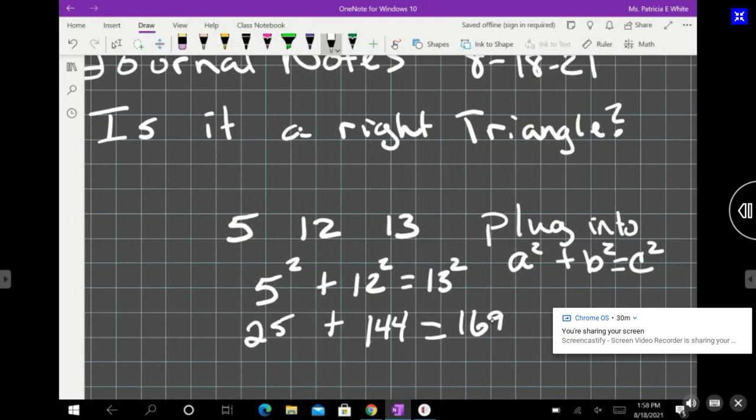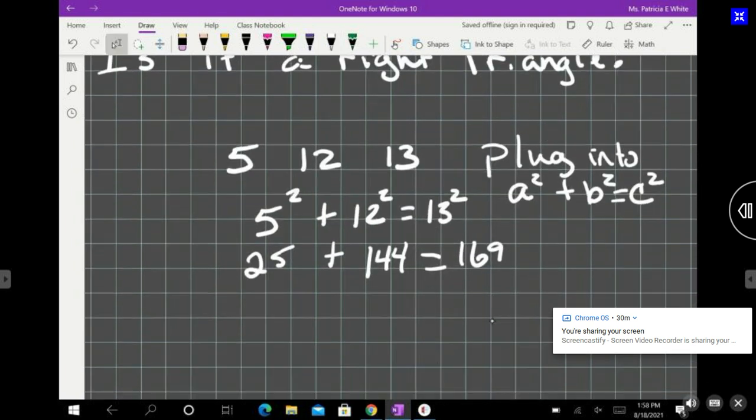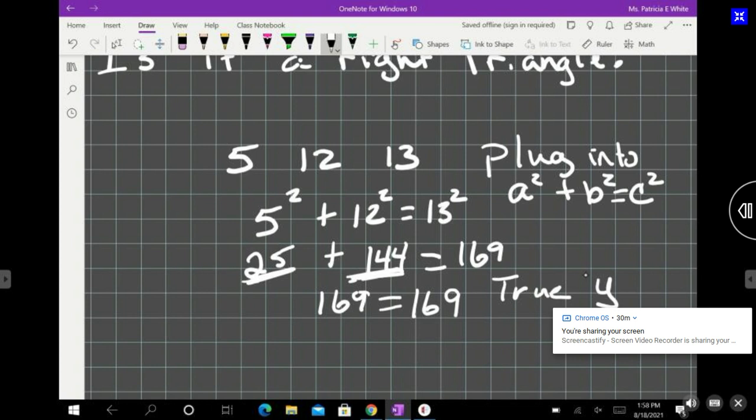One more question. What is 144 plus 25? Just 25. Add your two numbers together. So does 169 equal 169? Yes, ma'am. So then that is true, and my answer is yes. It's a right triangle.